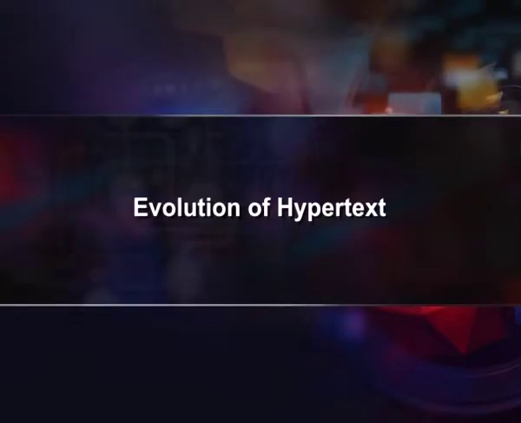Now, let us look at the evolution of hypertext. Hypertext has a surprisingly rich history compared to most phenomena in the personal computer industry, especially considering that most people had not heard of it until a few years ago. The major events in its evolution are discussed in more detail here.